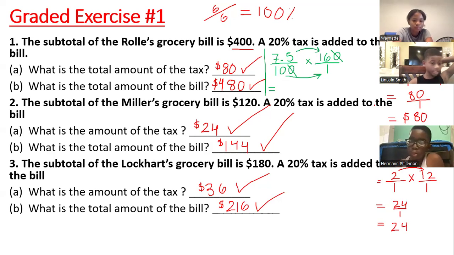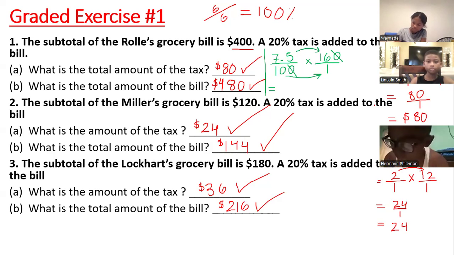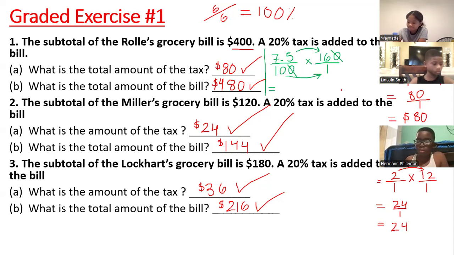I got 186. 30% of 600 is 180. Lynette, did you get 180? Yes, sir. What did you get for number 4B? 780. Yes, 780. Number 5, what do we have for number 5A?